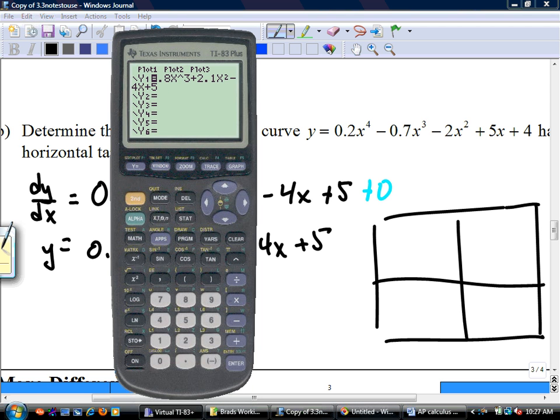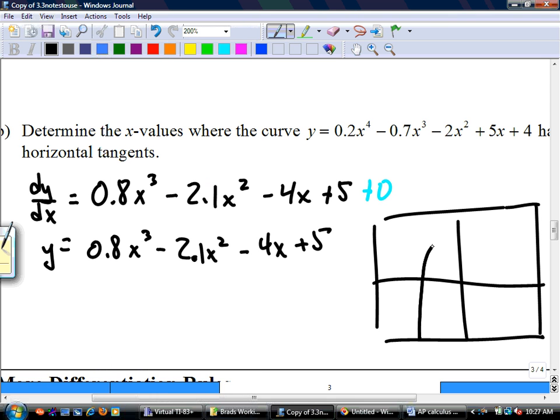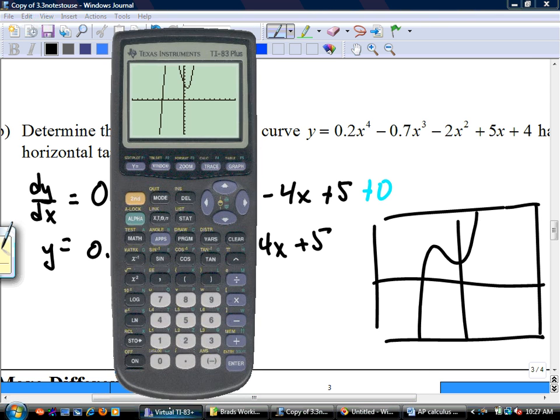So you throw that on your calculator, you hit graph. This is the graph of the derivative. So how many x-intercepts does this curve have? How many? How many? How many? 1.